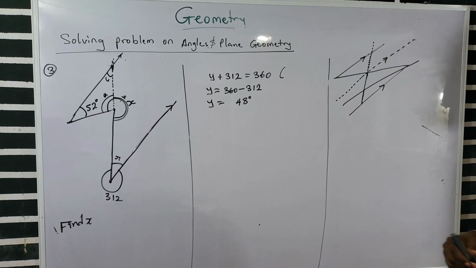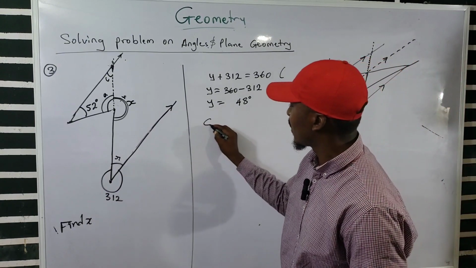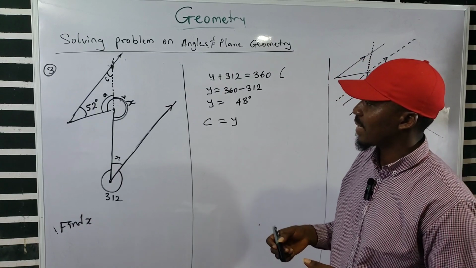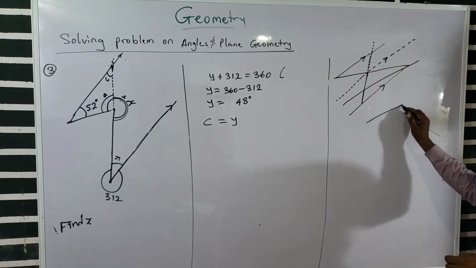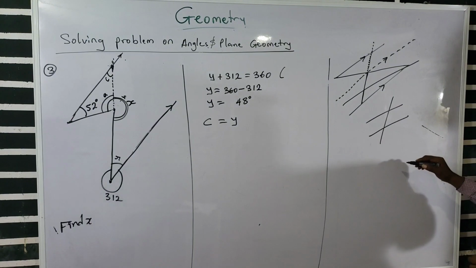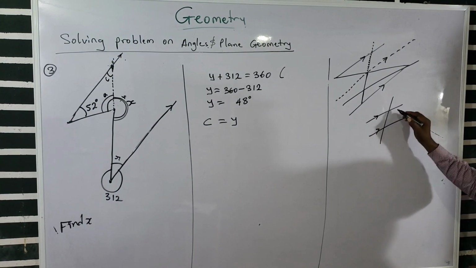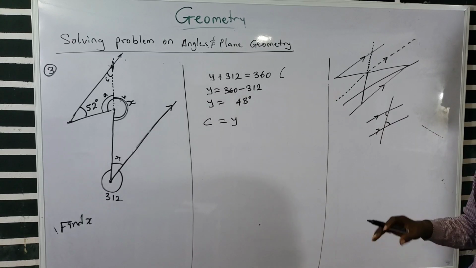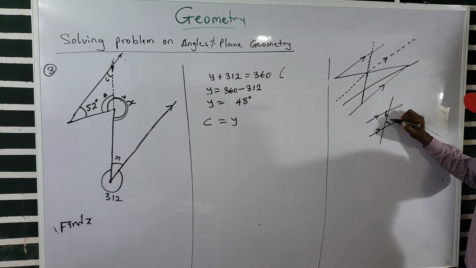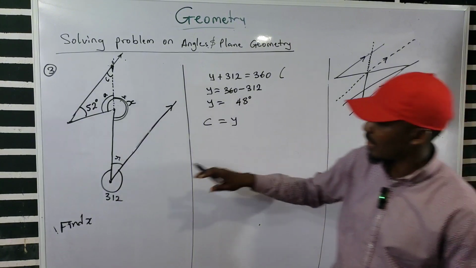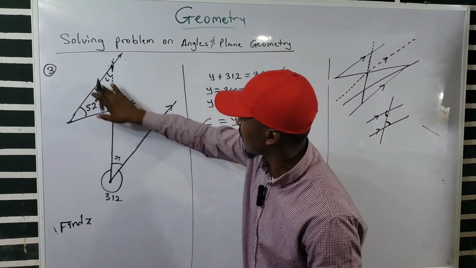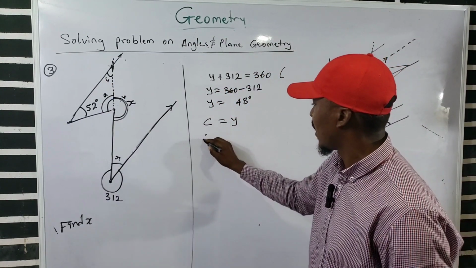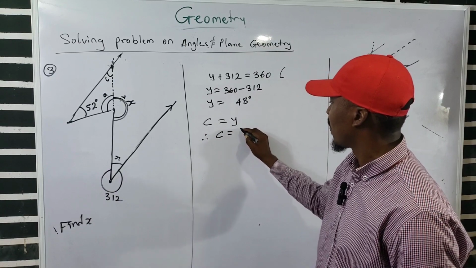Then I have C. If you look at C, you will notice that C equals y. What is the reason? Because they are alternate angles. Remember alternate angle? When you have two parallel lines and a transversal line, this angle here is equal to this angle. Some people call it Z angle. You can see that this angle here equals this angle. This angle and this angle are alternate. So C equals y, and what's y?